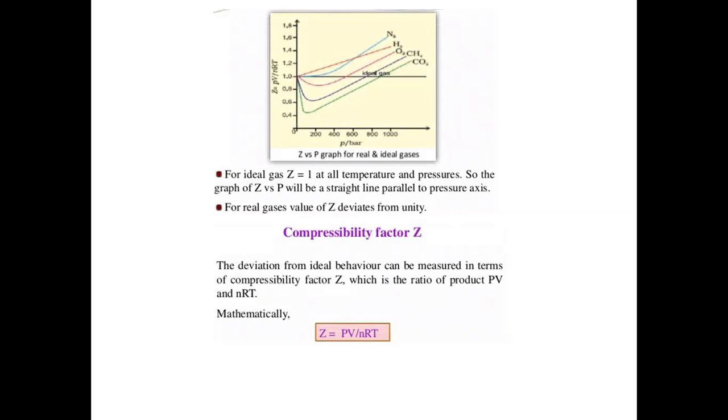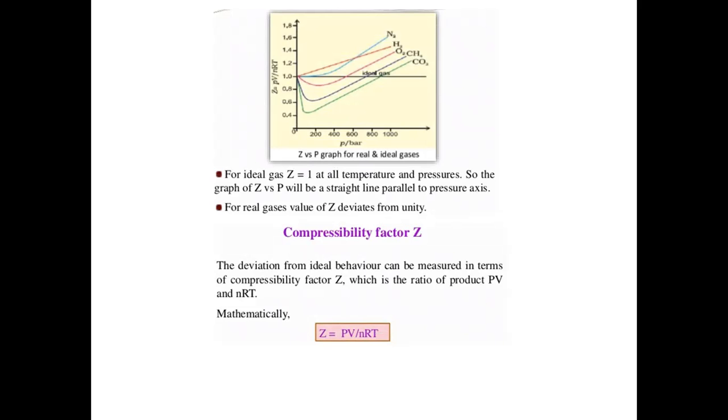The deviation from the ideal behavior can be measured in terms of a compressibility factor, which is represented as Z, and which is a ratio of the product PV and nRT, right? So mathematically, Z is equal to PV upon nRT. So students, if Z is less than 1, it means the gas is more compressible than expected from the ideal gas behavior. And this type of behavior is known as negative deviation, right students? And it is shown by gases such as CO2, methane, and nitrogen.